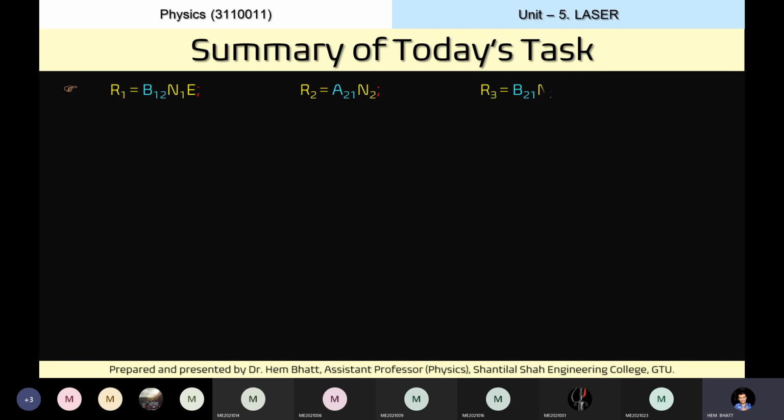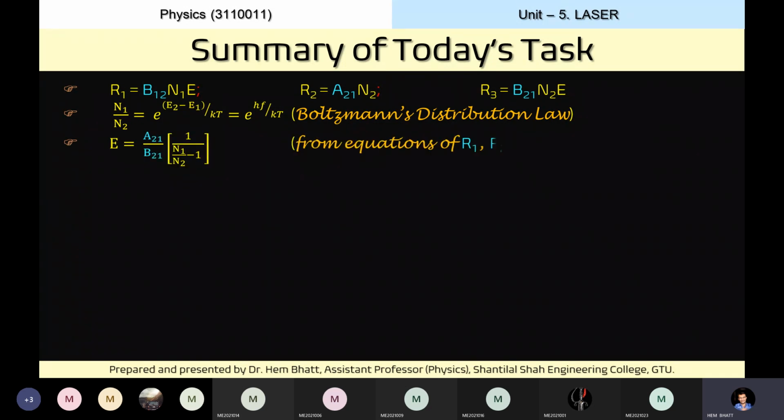what we did today, we started with these 3 equations. R1 નું નામ શું? What is R1? Rate of stimulated absorption. R2 is rate of spontaneous emission, R3 is rate of stimulated emission. Okay, and B12, A21, B21 આપણને આવડવું જોઈએ. This is the second equation, Boltzmann distribution law, યાદ રાખવો પડશે. Then we arrived at this equation.